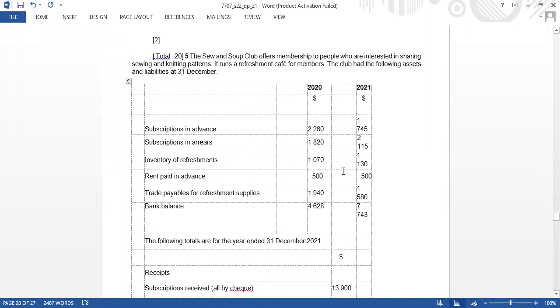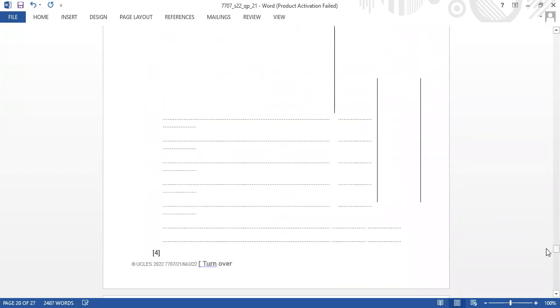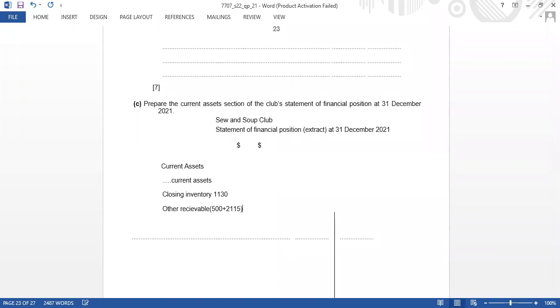Rent paid in advance, 500. That is an expense that is paid in advance. That will also come under current assets. Subscription in arrears will come under current assets. So that will be 2615. Then we'll have bank, that is 7743. Then we have total, that will be 11488. Thank you.